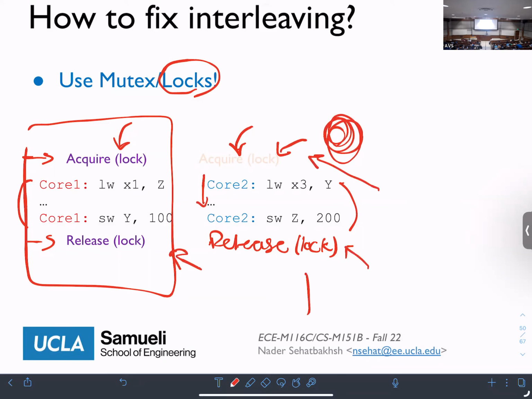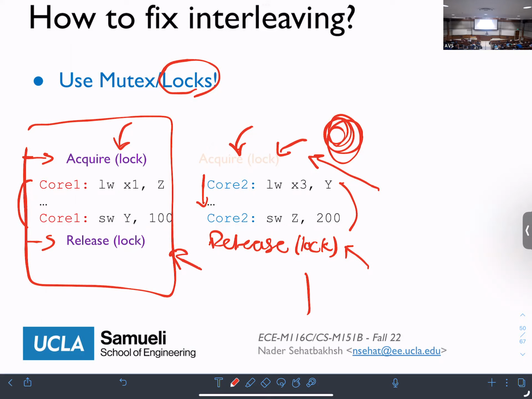Okay, so basically what this says is, everybody has an equal chance of getting the lock, but the lock can only be assigned to one core. And if somebody has the lock, everybody else has to wait until the lock is released. Then they can, again, fight for getting the lock. Whoever gets it can continue execution.